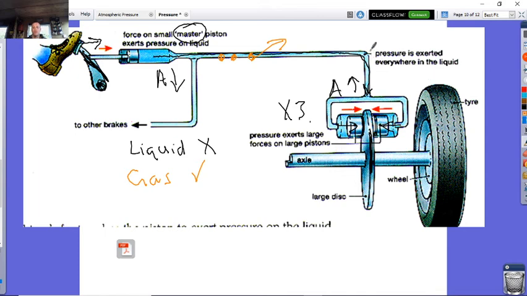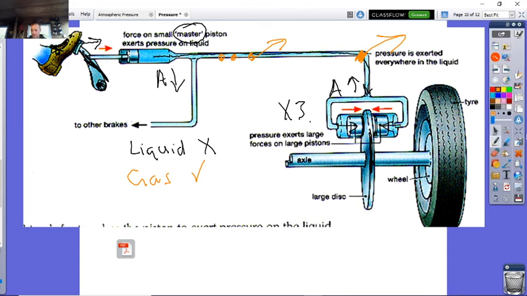There have been a few films, like in the case of James Bond, where your evil villain has come along and has cut the pipes in James Bond's car. So when he puts a foot on the brake, all the liquid starts squirting out. Therefore, you don't transmit any pressure. Therefore, the brakes don't work. And that's why cars need to be maintained.